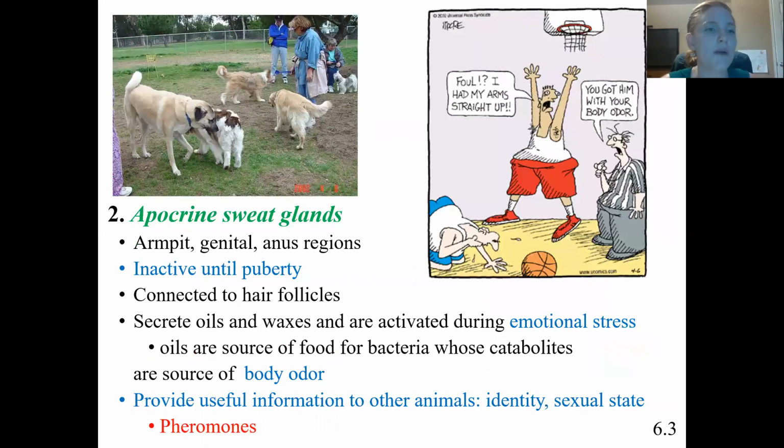The second type of sweat gland is called an apocrine gland, and apocrine glands are more specialized. They're found primarily in your armpits, your groin, and your anus region, and they are inactive until puberty. What they do is secrete a more oily substance, and this is why little kids can run all day and they don't smell that much at the end. But once you hit puberty, it's like, whoa, take a shower. That's because of the oil in the sweat; bacteria love oil, and bacteria are stinky. That's what creates body odor. It comes from these specialized apocrine glands.